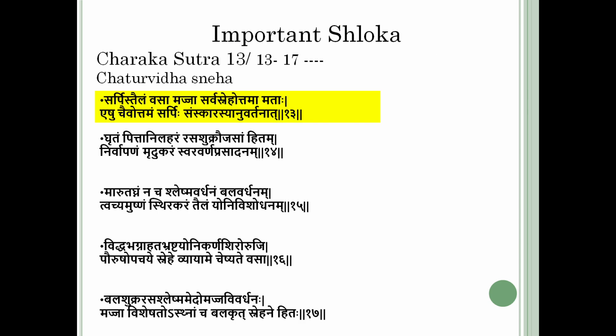Now important shlokas which have to be by-hearted. In the last point of your syllabus copy of each chapter they have given which are the shlokas which have to be by-hearted. So first is Chaturvida Sneha. First shloka says about the Chaturvida Sneha. Which are the Chaturvida Sneha? That is Taila, Ghrita, Vasa and Majja.